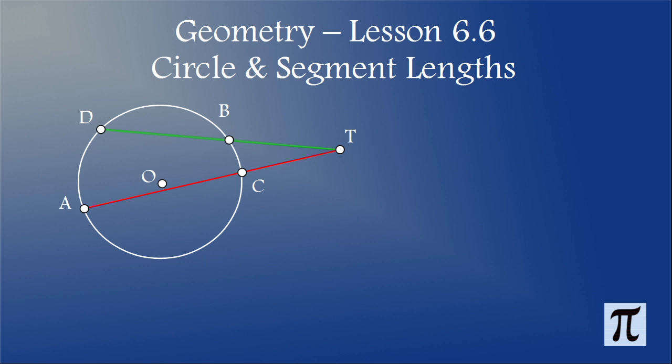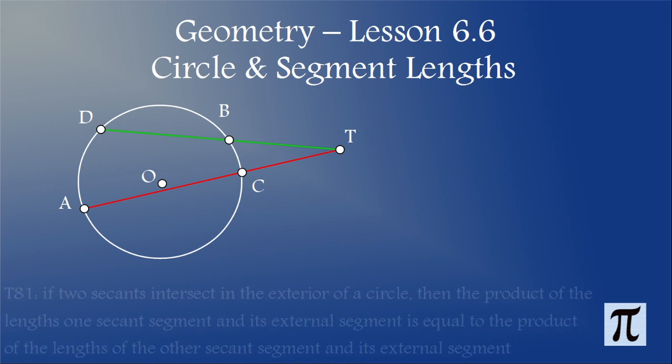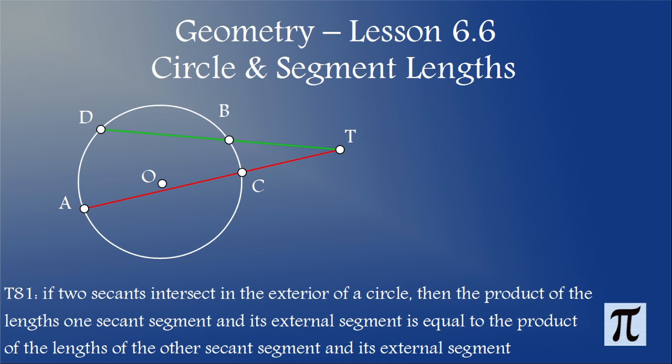Next, let's take a look at two secants, secant DT and AT. And that leads to Theorem 81. If two secants intersect in the exterior of a circle, then the product of the lengths of one secant segment and its external segment is equal to the product of the lengths of the other secant segment and its external segment. Again, let's break this down.